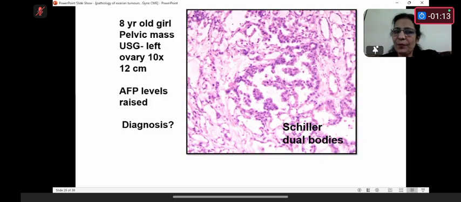So this patient had Schiller-Duval bodies on microscopic examination, an 8-year-old girl, which had a yolk sac tumor with highly raised alpha-fetoprotein levels. Even if the tumor markers had not been done previously, and this was a component of a part of teratoma, we can do alpha-fetoprotein immunohistochemistry to make a diagnosis of the yolk sac tumor.